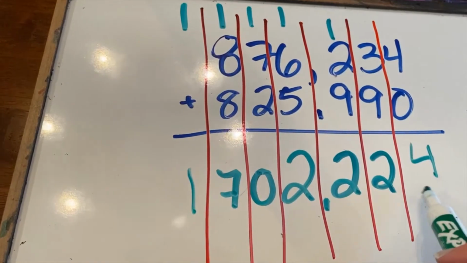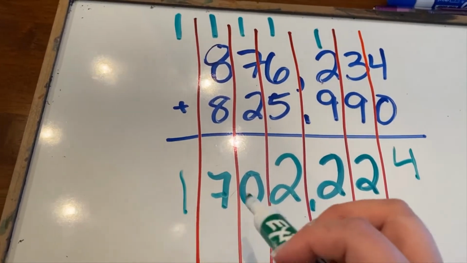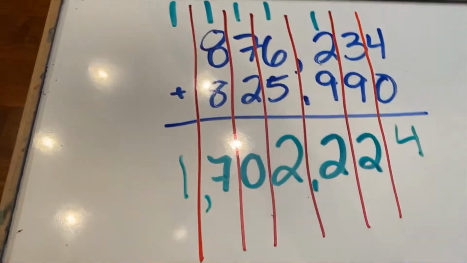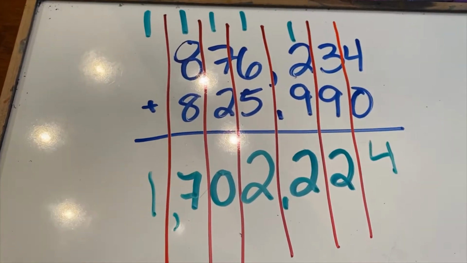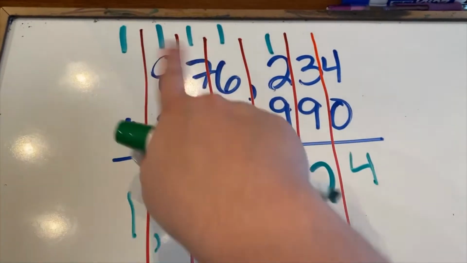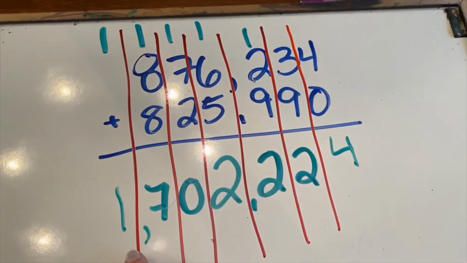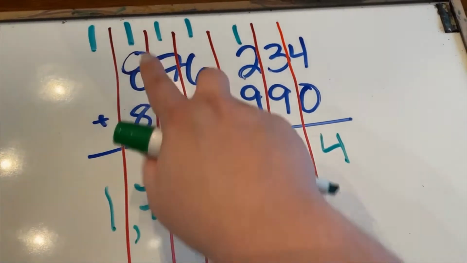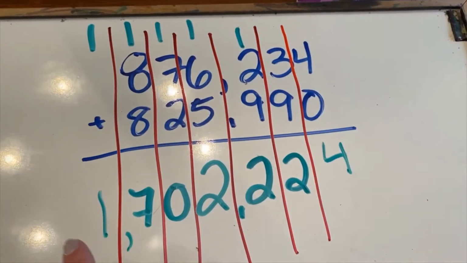So I've got 1, 2, 3 numbers, then a comma, 1, 2, 3 numbers, then another comma. So you may be doing some addition problems that regroup into the millions place, but that's okay. You just drop it down. There's that 17 we had from 8 plus 8 plus 1. So that's where that comes from.